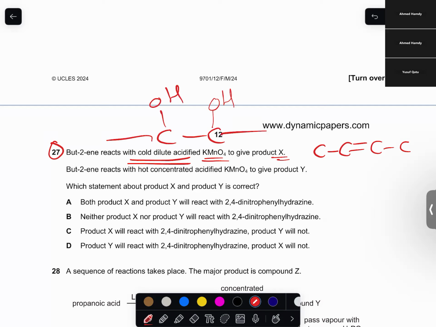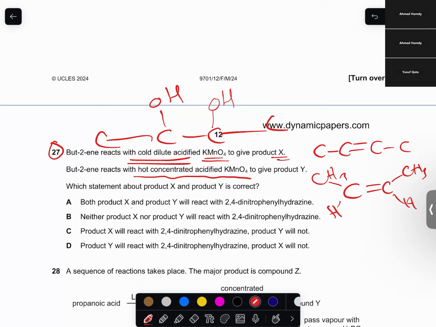Okay, and it reacts with hot concentrated acidified KMnO4. It gives carboxylic acid, right? Here methyl, and here H. Here methyl, and here H. So it gives carboxylic acid. So which statement about product X and product Y is correct?